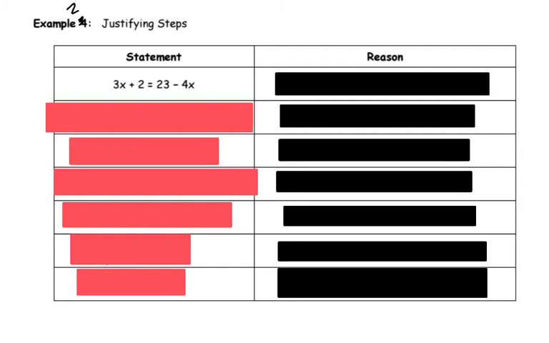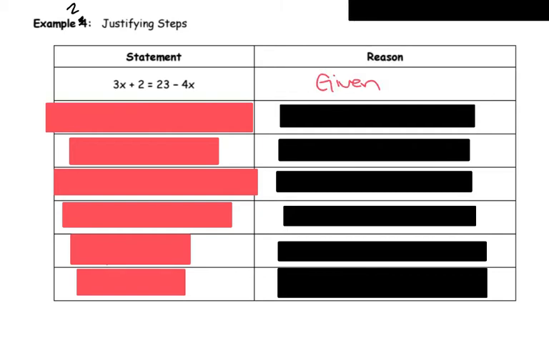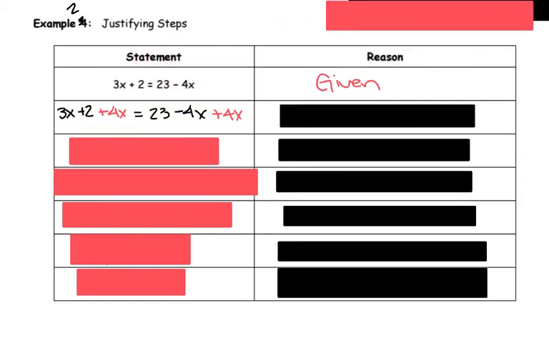Some more justifying, but you guys also get to work on writing out the steps as well. The first statement is 3x plus 2 equals 23 minus 4x. And that reason is always going to be the same for every proof you ever do, for the very, very first one. Typically, 99.9% of the time, it's going to be given. All right. So from here, trying to figure out what we would do next, our next step would probably be to move this negative 4x to both sides. So when I write it, it'll look something like this: 3x plus 2 plus 4x equals 23 minus 4x plus 4x.